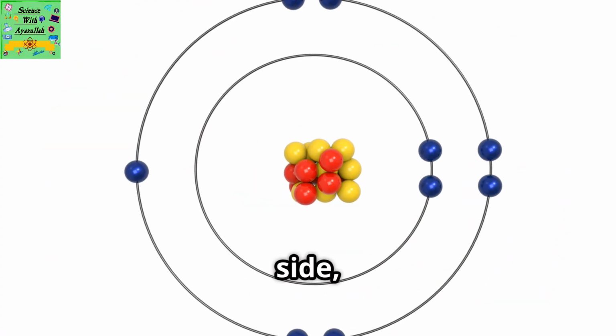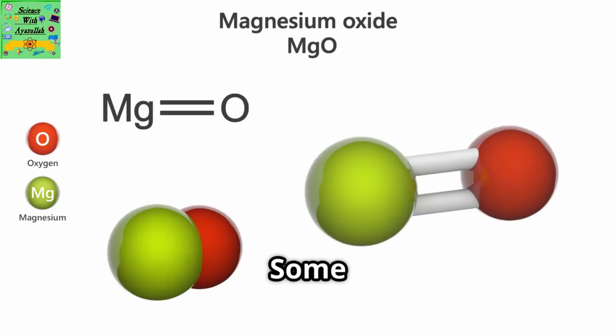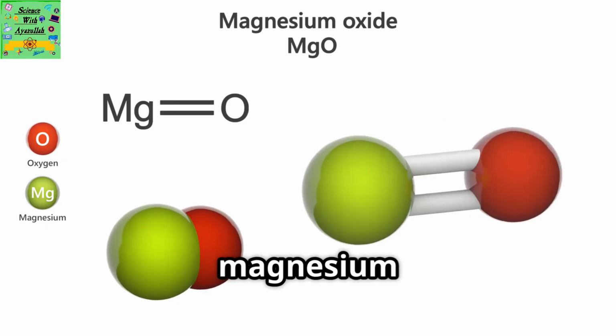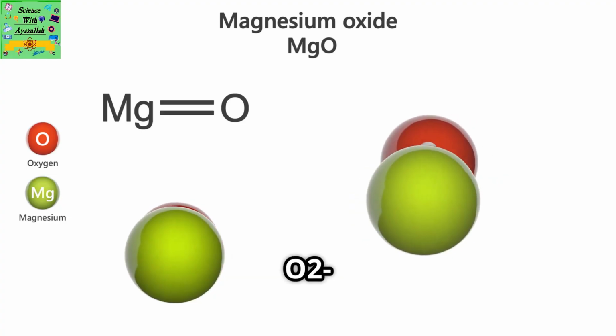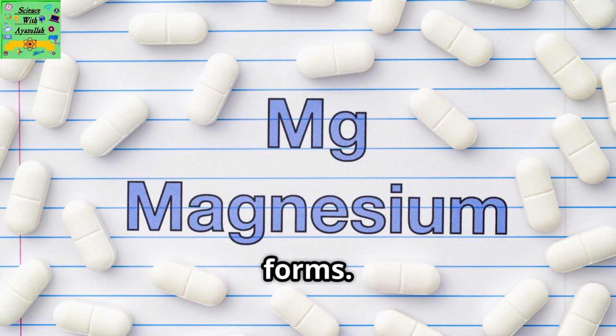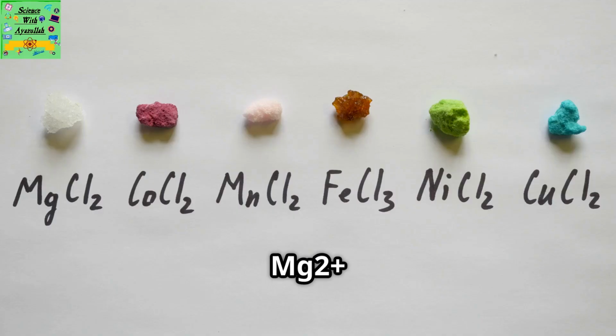On the other side, fluorine is the eager electron taker, even more so than chlorine. Some atoms swap more than one electron. Magnesium loses 2 to become Mg2+, oxygen gains 2 to become O2-, MgO forms. If Mg meets chlorine, you get MgCl2, 1 Mg2+ holding 2 Cl- partners.